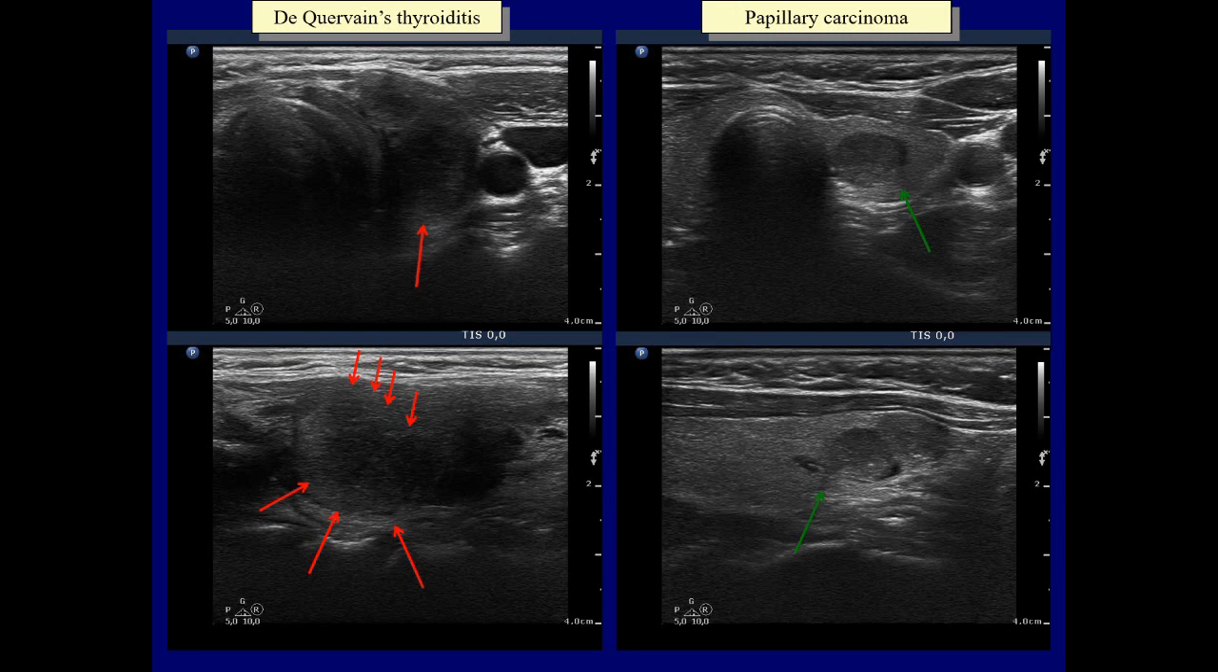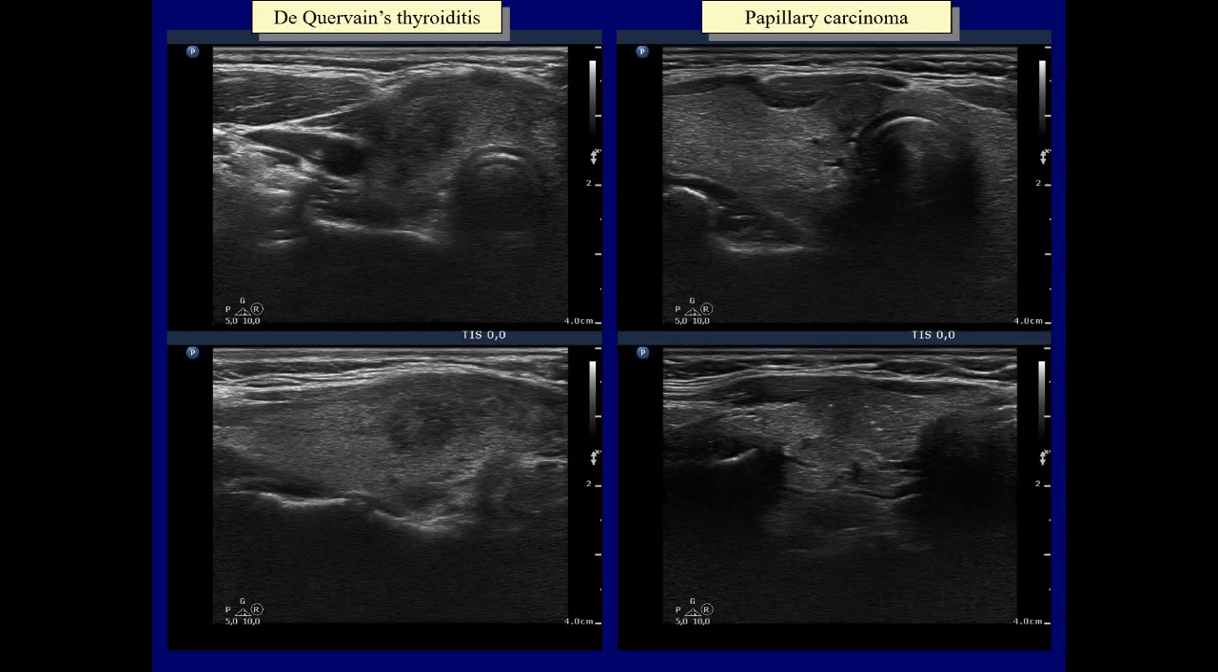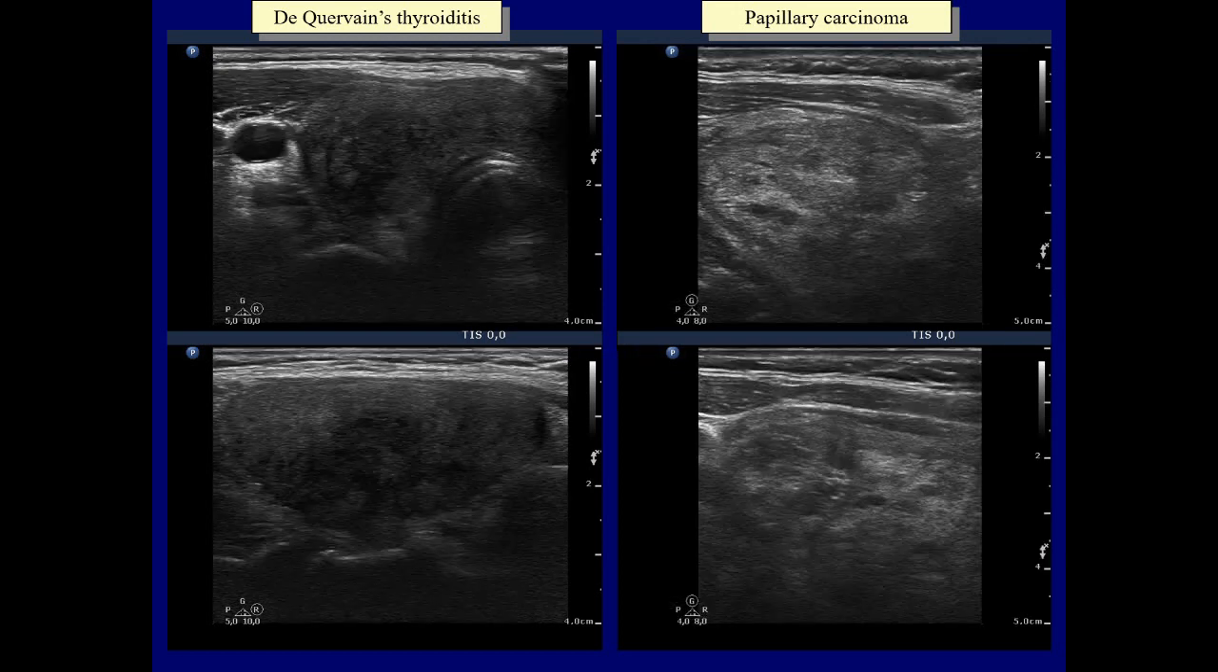And last but not least, as in this case, microcalcification is a frequent finding in papillary cancer, while it can be found only occasionally in de Quervain's thyroiditis. The ultrasound presentation of these cases is very similar. There is no significant difference in the extent of blurred borders. The presence of microcalcification is the only and very important difference. Compare the brightness of non-specific hyperechogenic granules in thyroiditis with that of microcalcification in carcinoma.